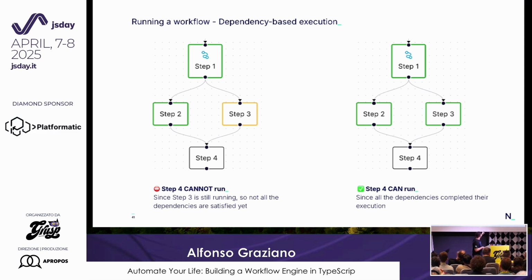In the second case here, I have step 2 and step 3, which are done. Therefore, I can proceed with step 4 because I have all the information that I need in order to proceed. This is basically called dependency-based execution. It means that we can see step 2 and step 3 as dependencies for step 4. And as soon as all the dependencies are resolved, then I can proceed with the next step.